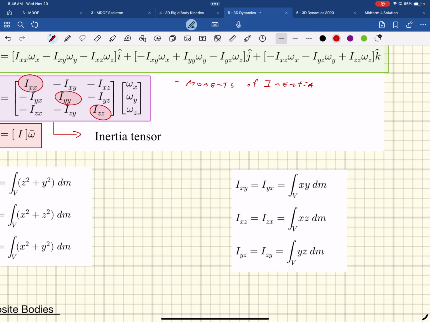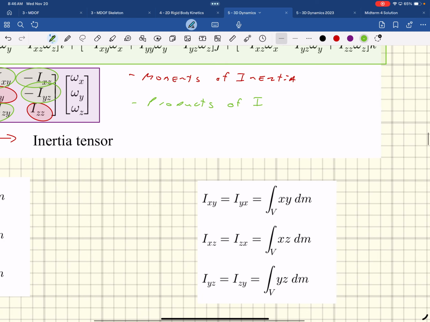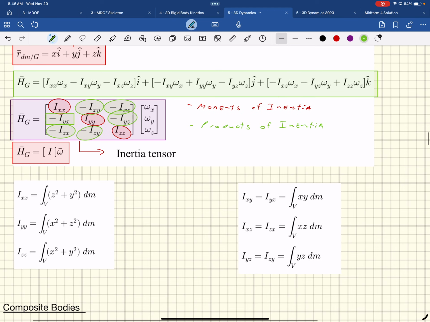Now we got all these other things. These off-diagonal terms, this guy, this guy, this guy, this guy, this guy, and this guy. These are what we call products of inertia. It's a new concept. We haven't talked about products of inertia yet. And then we'll also mention that it is symmetric.